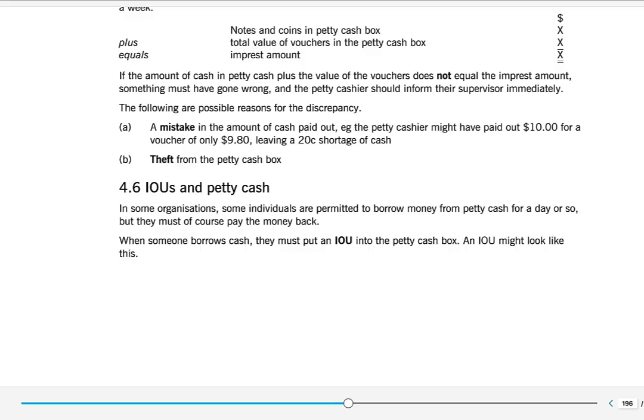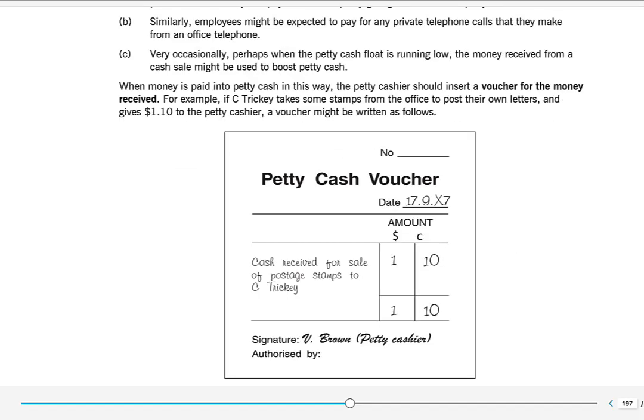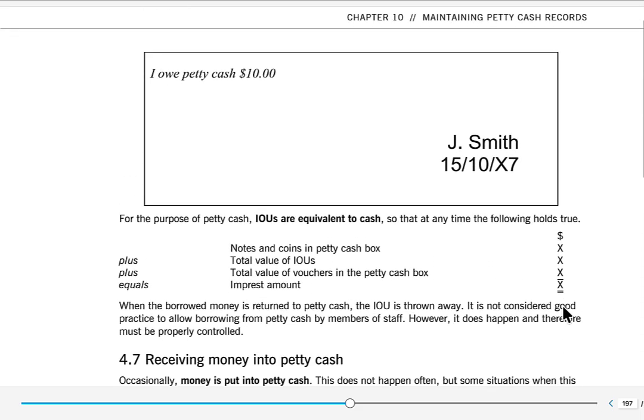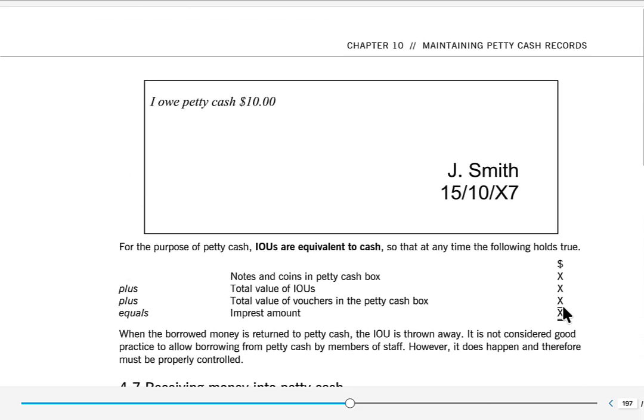An IOU means I owe you. It is a small note that someone writes when they take cash, promising to pay it back later. So in simple words, an IOU is like a temporary personal loan from the petty cash box. Now let us understand this lesson very clearly. What an IOU looks like in real life.